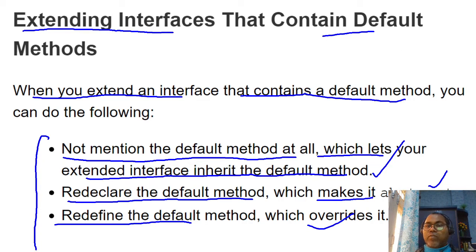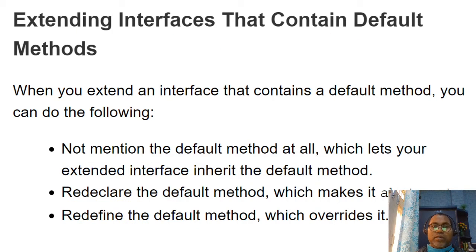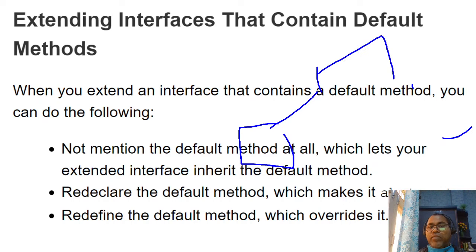Let's say here is one interface and you are extending another interface. They have some default method, so this default method is inherited here by default. In this interface also you get the same default method. The default method can be inherited and can be overridden. If you want to override the definition, you can override.